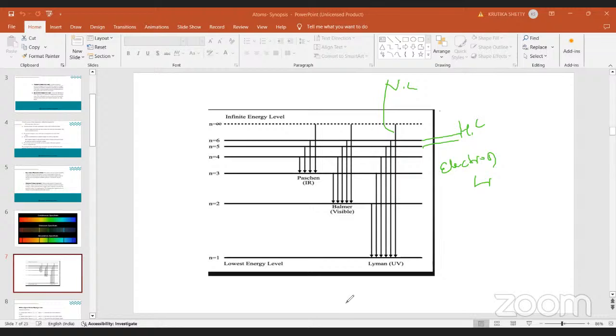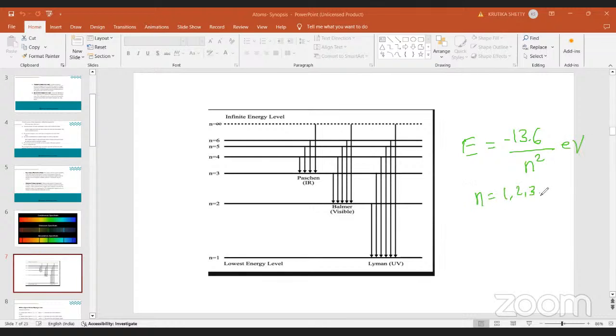The energies of electrons in different orbits are calculated. How can you calculate the energy of the different orbits? We already know the formula for the energy, which is given by minus 13.6 divided by n square electron volt, where n is equal to 1, 2, 3, 4, and so on up to infinity. This is the formula for the energy level diagram.